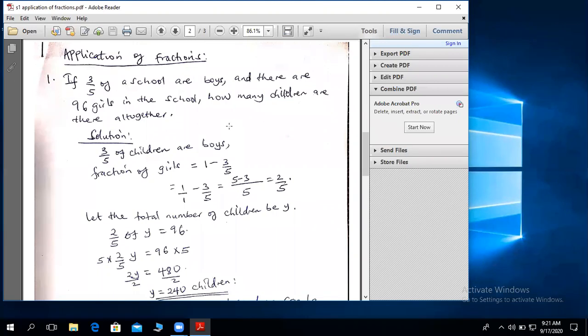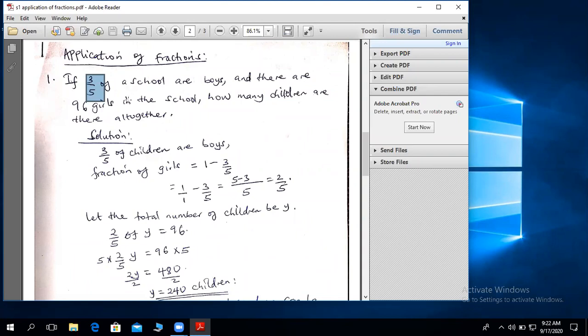Don't know how many of you still remember how we do this work. They are telling us that 3 out of 5 of a school, this fraction of 3 out of 5, these ones are boys, but the number of girls is 96. What does that mean? This examiner has not given us the fraction of girls. You agree with me that this person is hiding the fraction of girls. But bright students like you should be able to know that the total fraction is always 1.